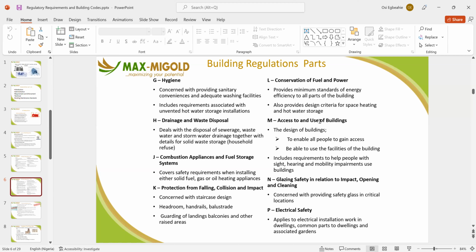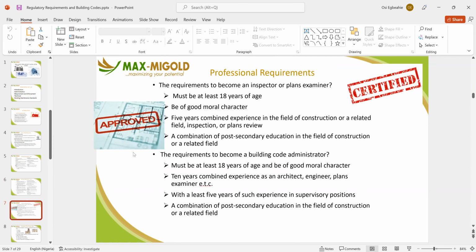Access to and use of the building. You need to look at the minimum requirement to enable people to get in and out of the building in good time. Also look at glazing safety as it relates to impact and openings and also cleaning of buildings. Also look at the electrical safety of the buildings to ensure that the electrical installations are properly done and they meet the minimum required standard, so that people don't go in there and get electrocuted in a building that probably the electrician has totally wired.